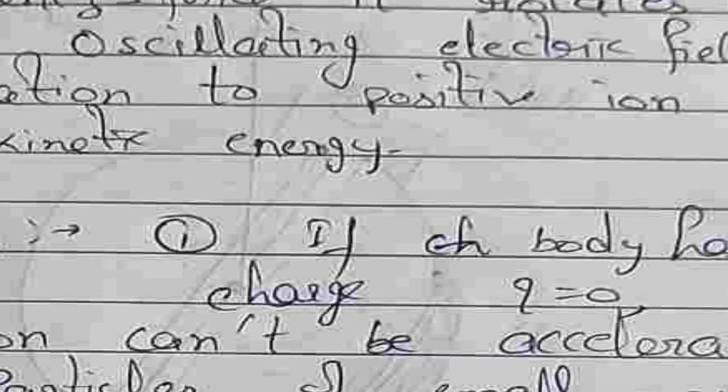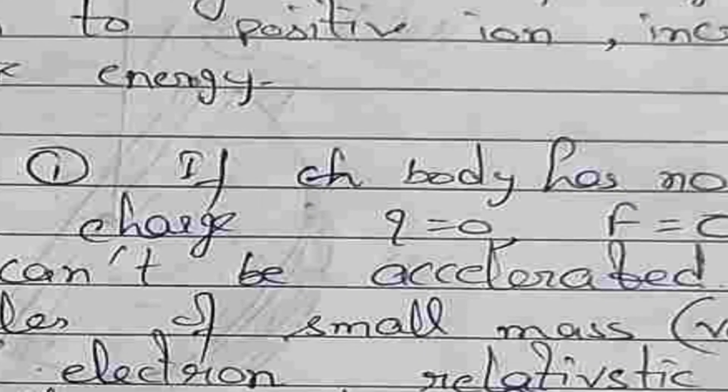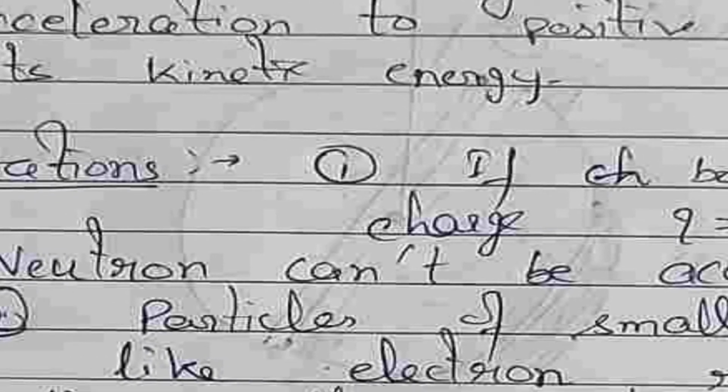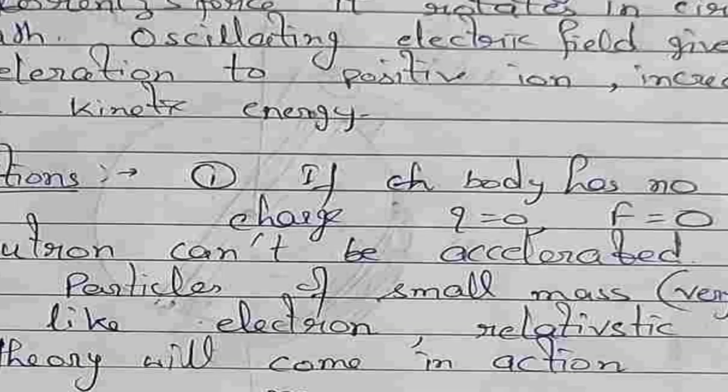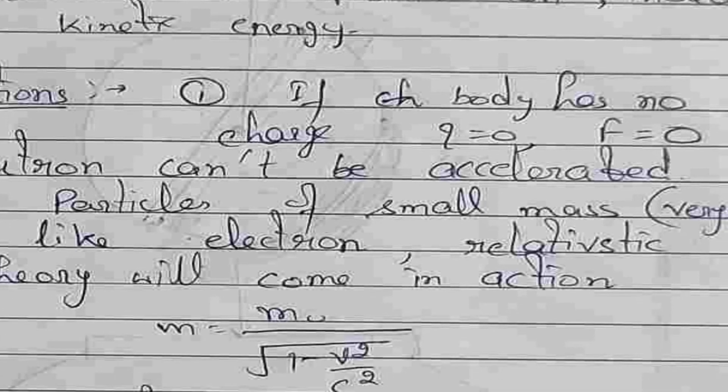However, it has some limitations. If the charge is 0, meaning it is a neutron, then no force will act on it. So no electric field, no magnetic field effect, so it will not be accelerated. Secondly, we cannot accelerate an electron because the electron has a very small mass, 9.1 into 10 raised to power minus 31 kilogram. And if it has a very small mass, then the relativistic mass relation can be applied, that is m equal to m naught upon square root of 1 minus v square by c square. This is for the particle which can acquire a velocity close to the velocity of light.